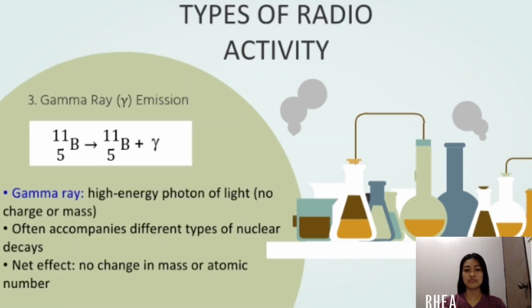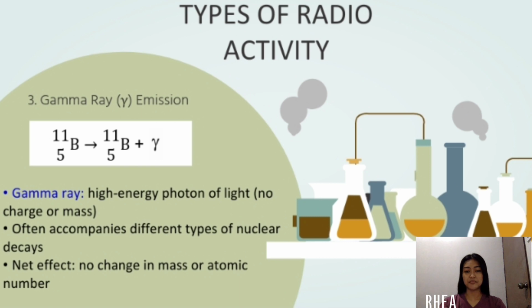Next is the gamma ray emission. Although rare, some nuclei are pure gamma emitters. Gamma rays are high-energy photons of light, and they have no charge or mass. Gamma emission often accompanies alpha and beta emissions.